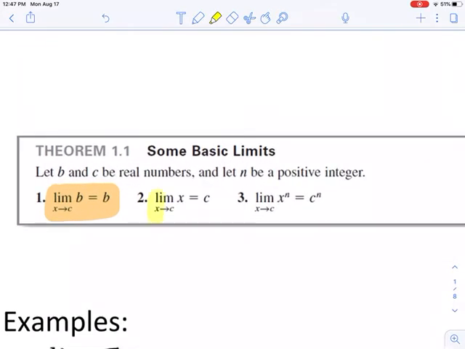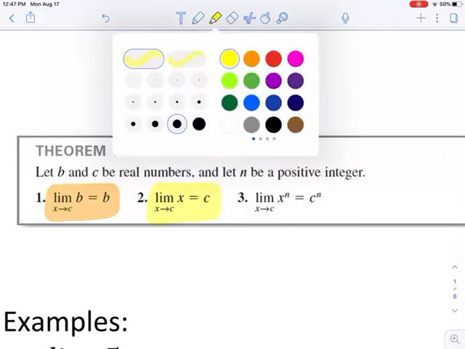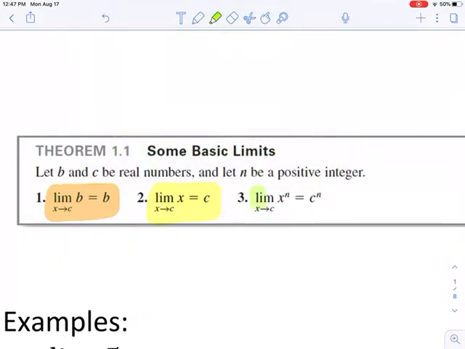So the next one I want you to write down is right here. The limit as x approaches c of x is just going to be c. We essentially can plug c in for x in order to get that value. Which also works in this case right here. The limit as x approaches c of x to the n is just going to be c to the n. Whatever that number is, we can plug it in for x to get our limit.